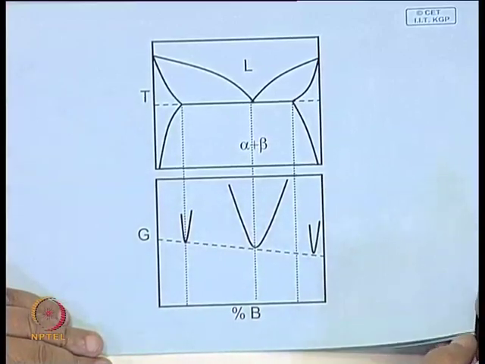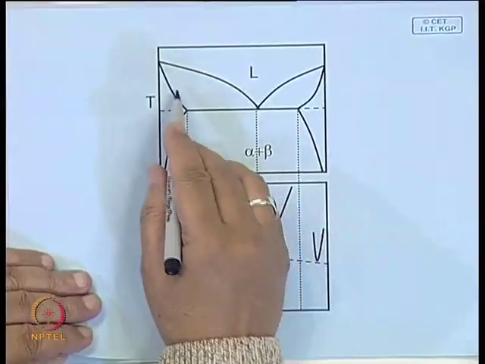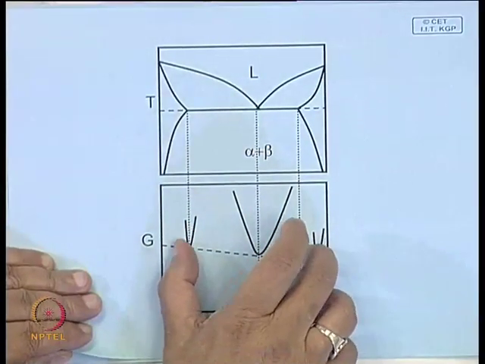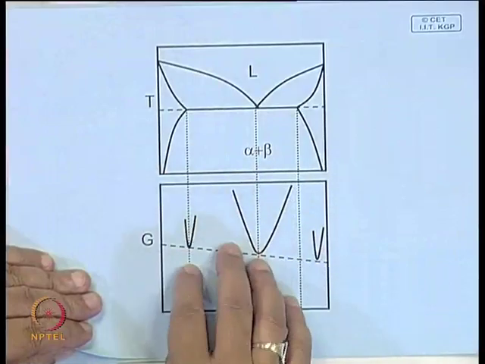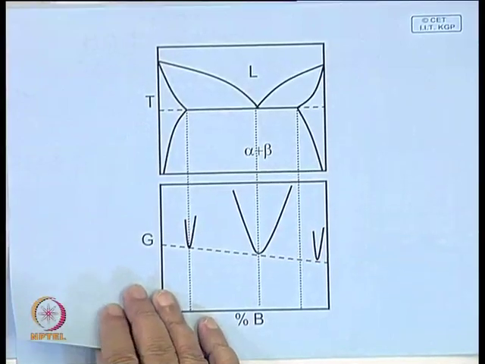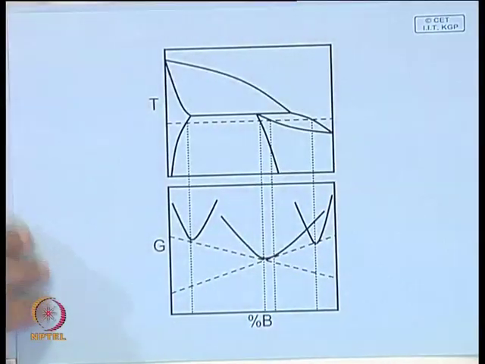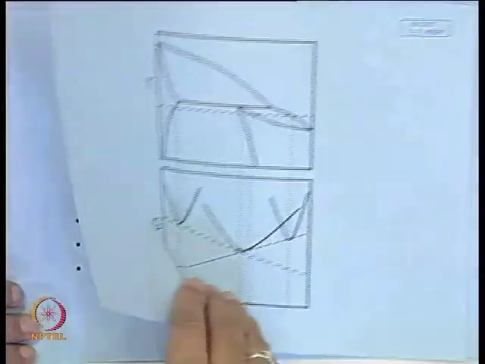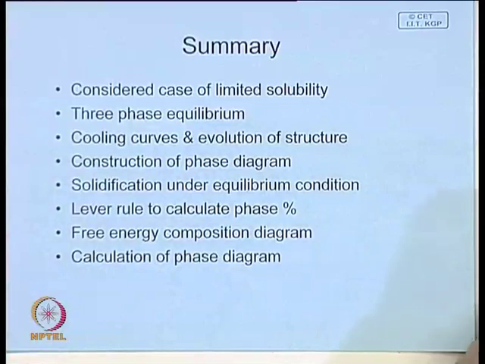So, with this concept, it is also possible, from thermodynamics, to calculate the phase diagram the way we did it for the isomorphous system. It is possible both ways: either you infer the thermodynamic information from the phase diagram, or from the thermodynamic properties, you can construct the phase diagram. The same thing is possible in case of the peritectic system, which is shown over here. And so, with this, what we have done today, let us look at the summary.